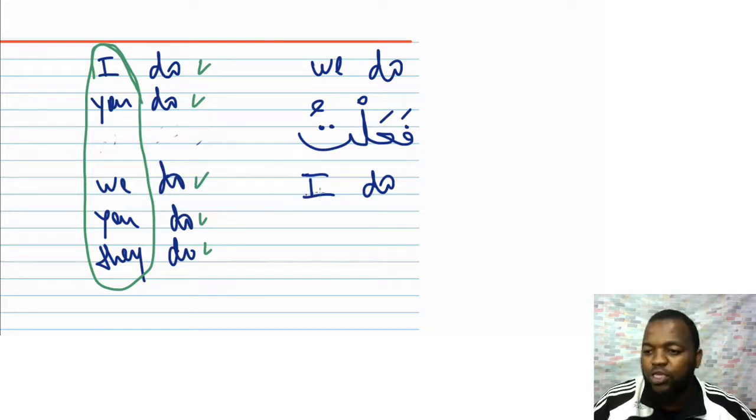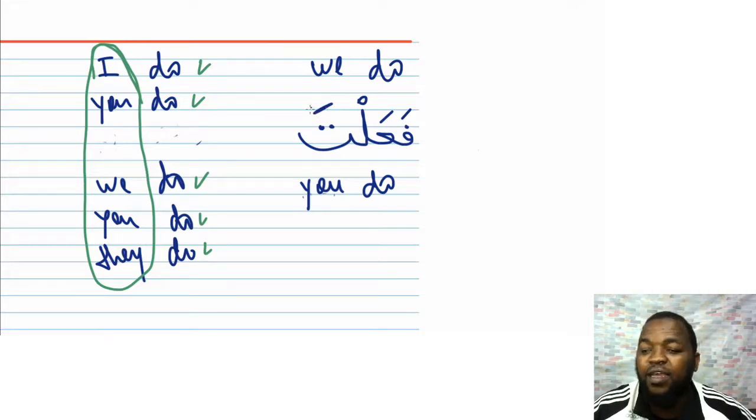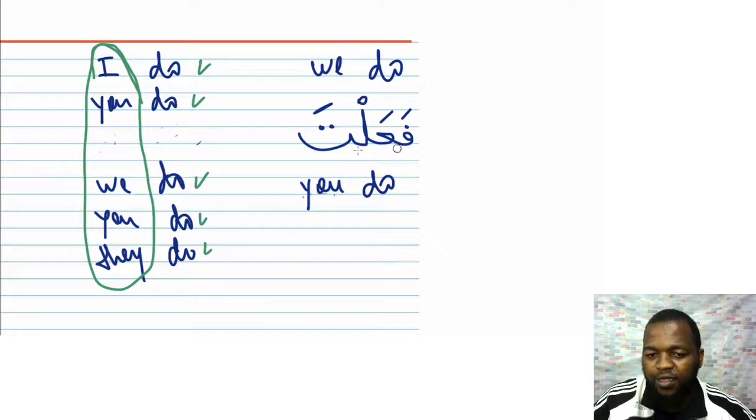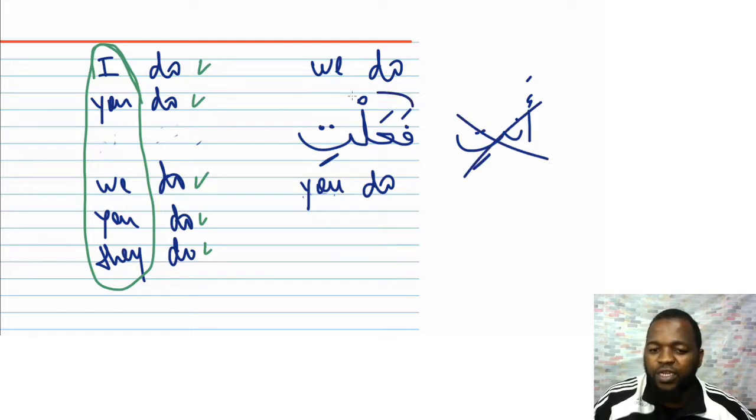If I want to say you do, you just say fa'alta for masculine and fa'alti for feminine. Fa'alti means you do for feminine. You don't need to say anti. You don't need to say anti fa'alti, all right? So you don't need this, you only need the verbs.